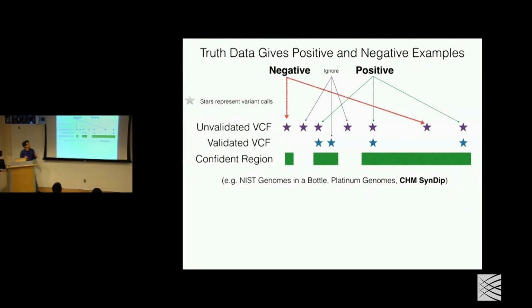And these truth sets come with a confident region. So there are areas that are still very hard to call. We just ignore those. But for much of the genome, we have these validated calls. Okay, given a set of validated calls, which is my validated VCF here with these blue stars, I still need negative examples to train my model on. Where do those come from?